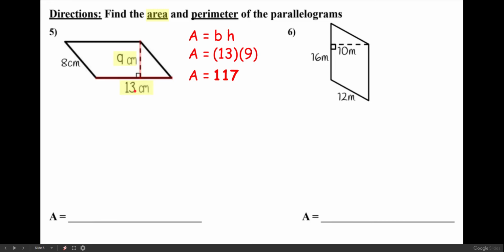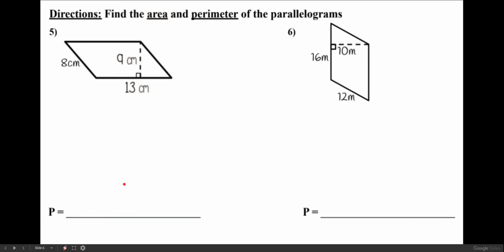117 what? Centimeters or centimeters squared? Well, we're looking for area, which is measured in square units. So 117 centimeters squared. Let's do the perimeter now for number 5. Perimeter can be found by adding up all the sides. So if this down here is 13 and this over here is 8, what are these two sides?